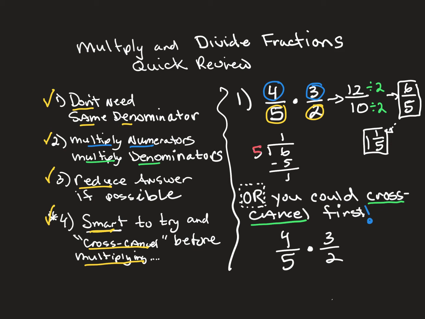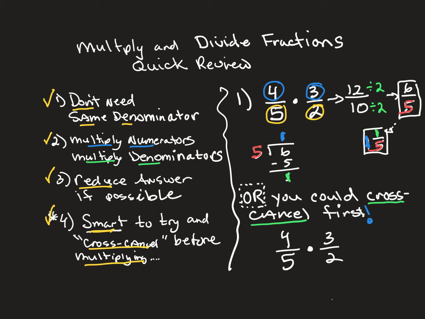So the denominator, and this is your whole number, and the remainder is your numerator. So that's how you go from an improper to a mixed number.